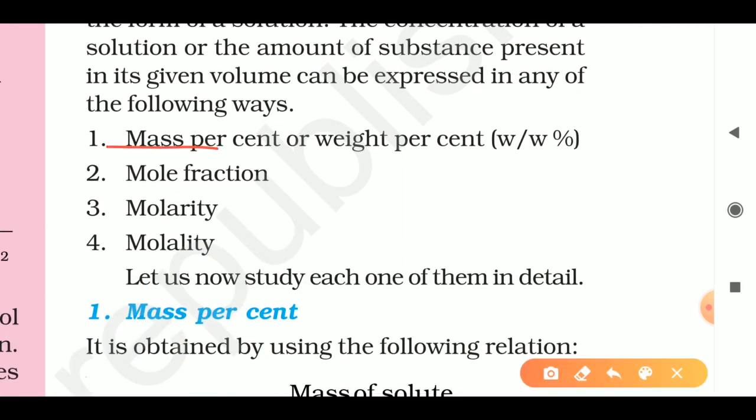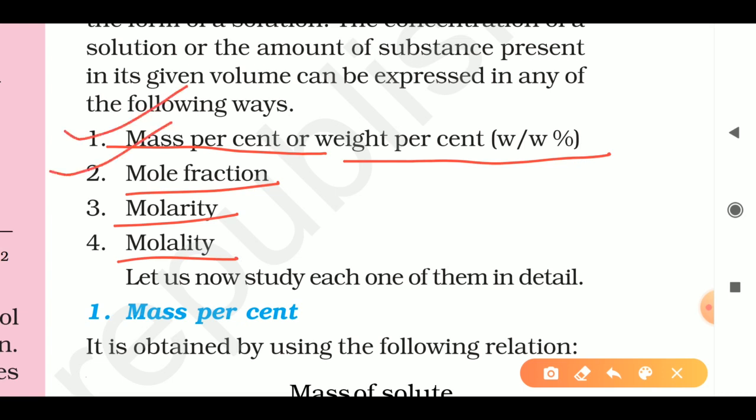First one is mass percentage or weight percentage, W upon W percentage. Second, mole fraction. Third, molarity. Fourth, molality. Mass percentage method, mole fraction method, molarity and molality. These four methods are the methods by which we express the concentration of a solution. These four methods are very important, and they are also in your 12th class.